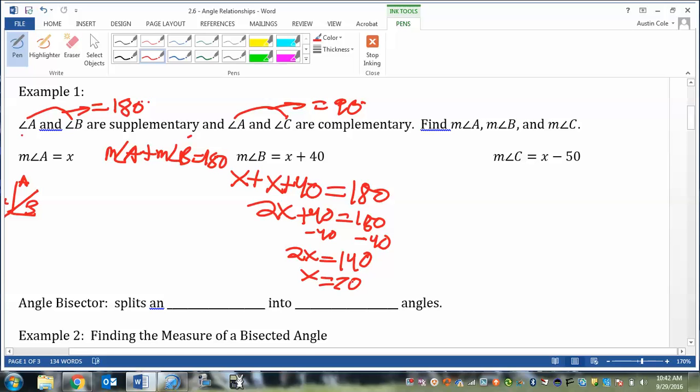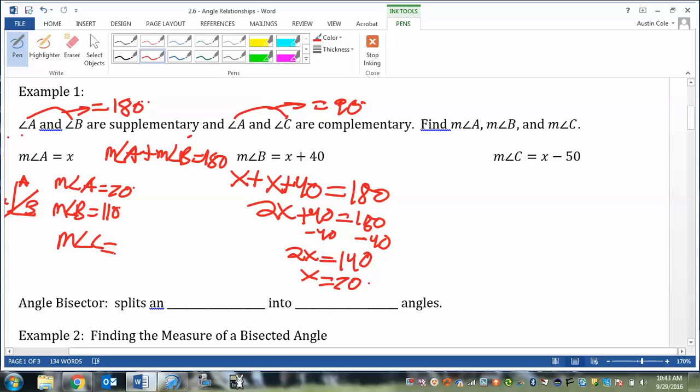So what does that tell us? If x equals 70 degrees, what do we know now? The measure of angle A is 70 degrees, right? Okay. How about measure of angle B? What's that? 110 degrees. Okay, do those check out? 110 plus 70, what's that? 180, right? Supplementary angles.